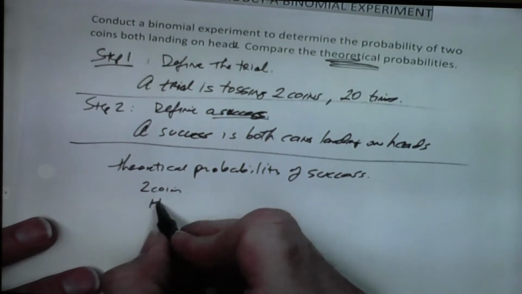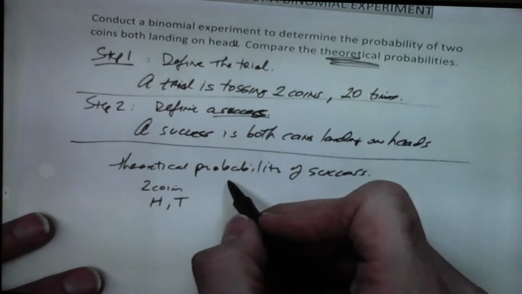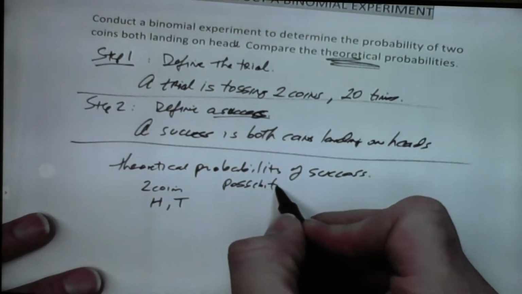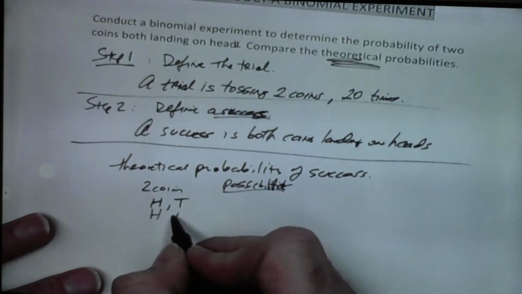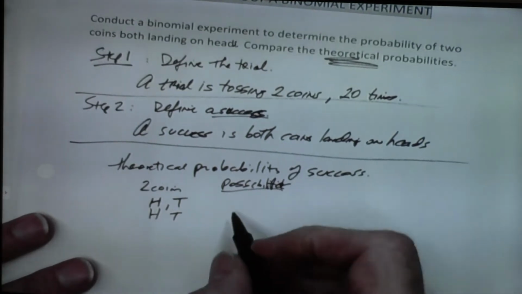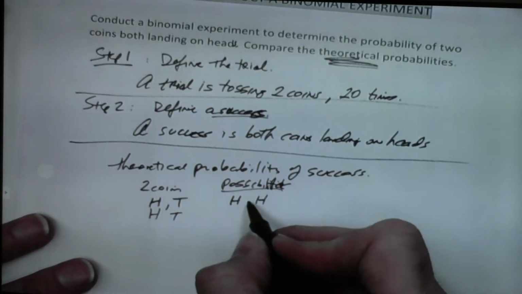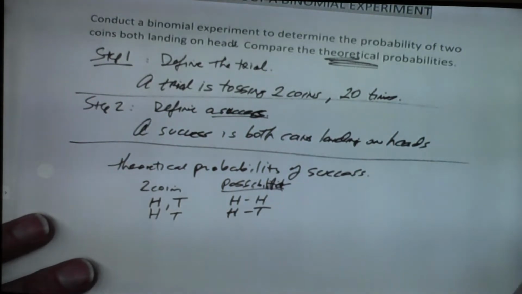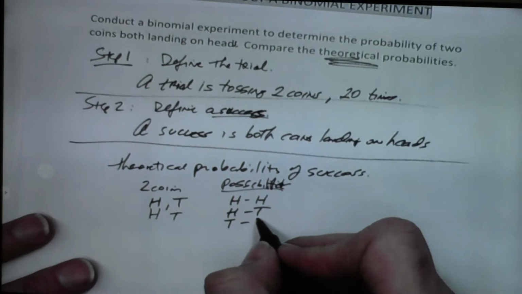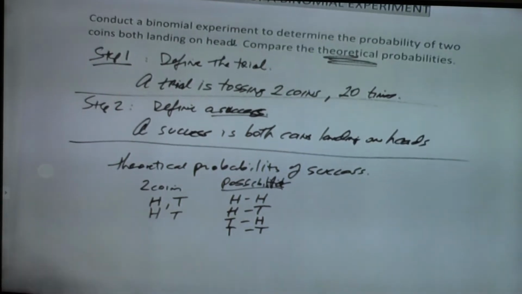Two coins, and you have heads on one side, tails on another for each of the coins. So, the possibilities. I guess you could say H and T for one and H and T for the other. If you flip them both, you could get heads on one and heads on the other, so heads and heads. You could get heads on the first one and tails on the second. You get tails on the first one and heads on the second. You could get tails on the first one and tails on the second. There's no other possibilities. There's only four things that could happen.